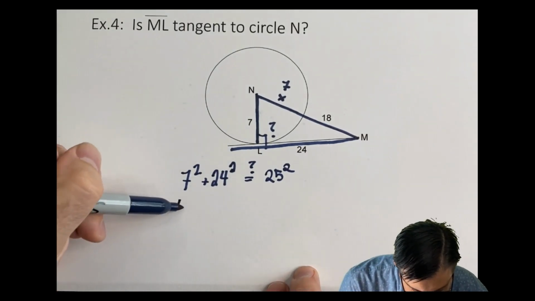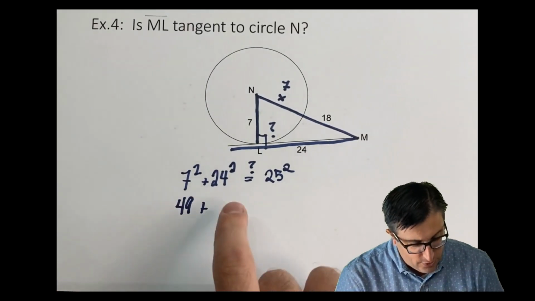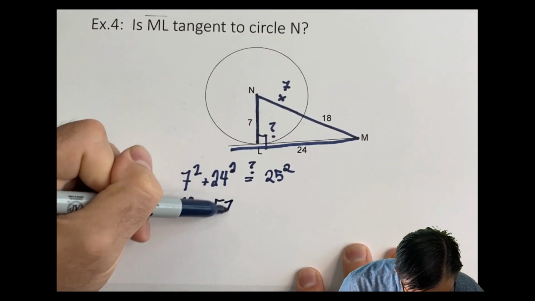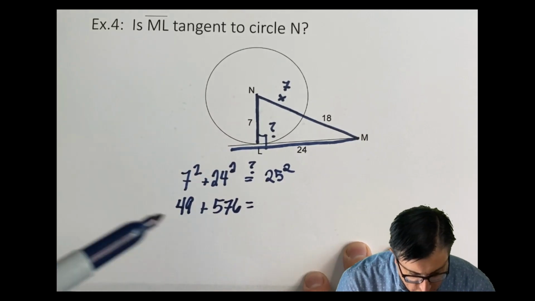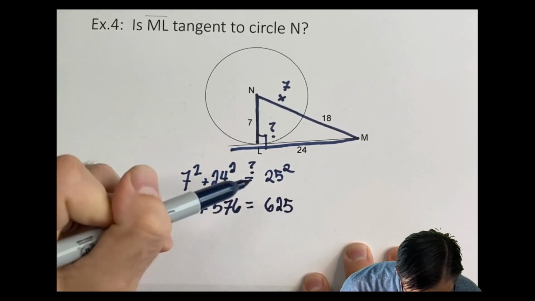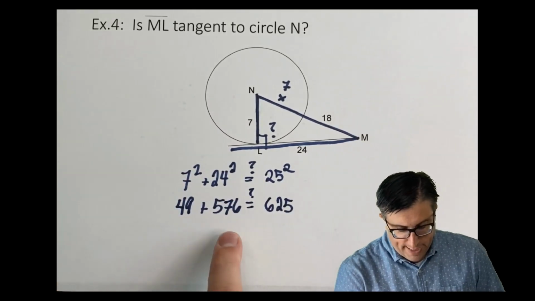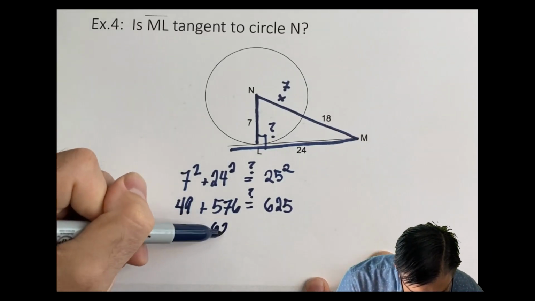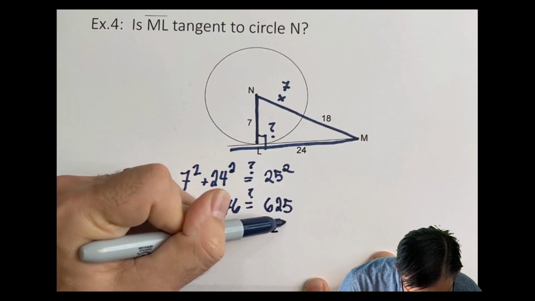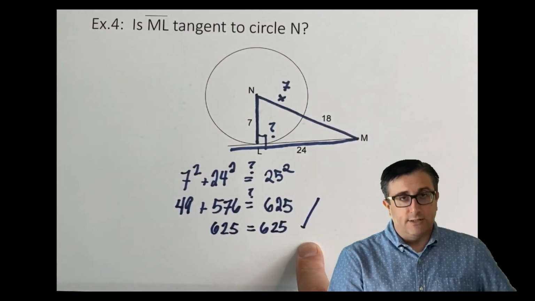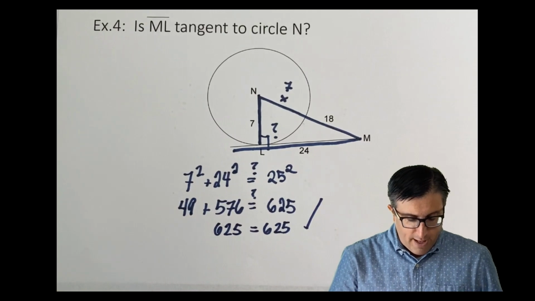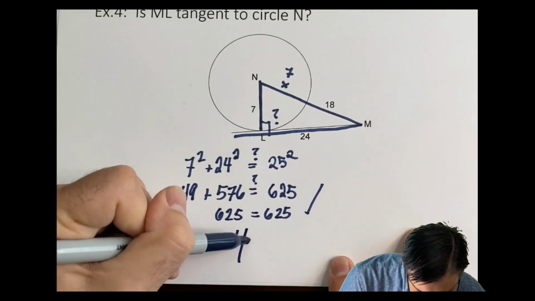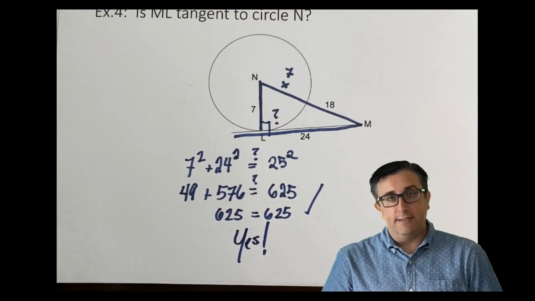Well, I know that 7 squared is 49. I know that 24 squared is 576. I also know that 25 squared is 625. So is 49 plus 576 equal to 625? I do find out that 625 does equal 625. So is ML tangent to circle N? The answer to that is yes, because it makes a right angle.